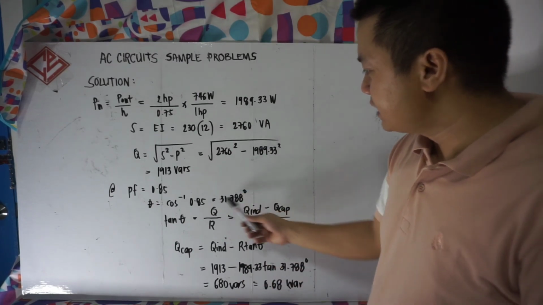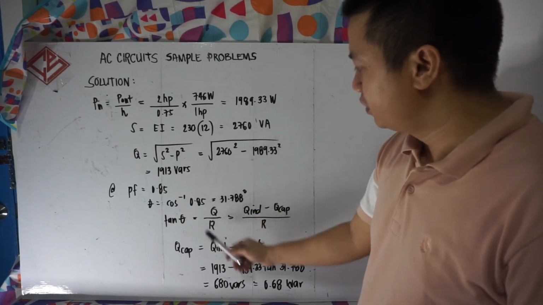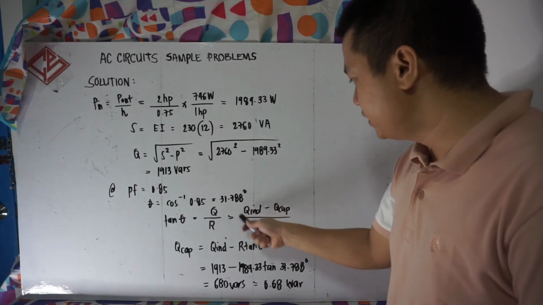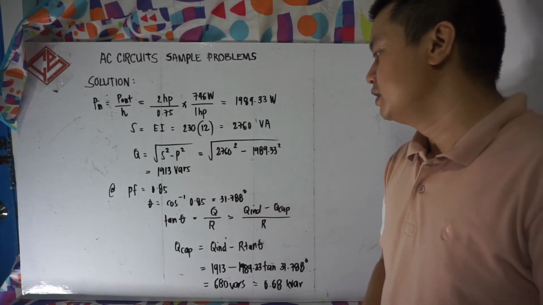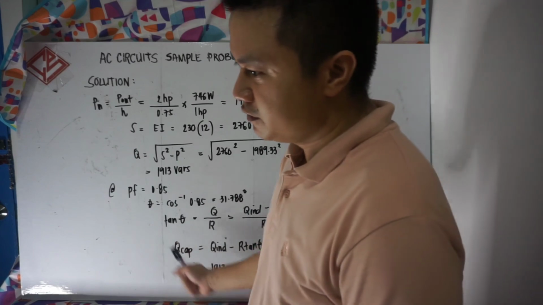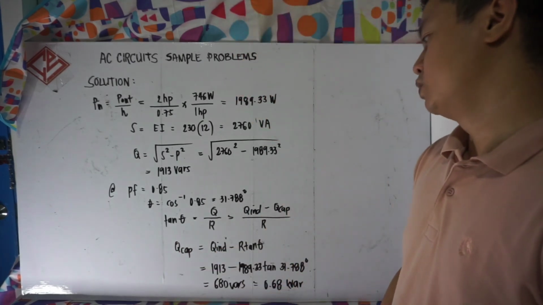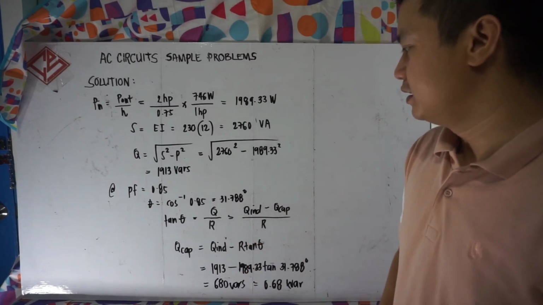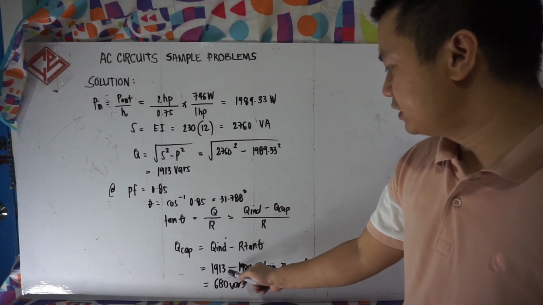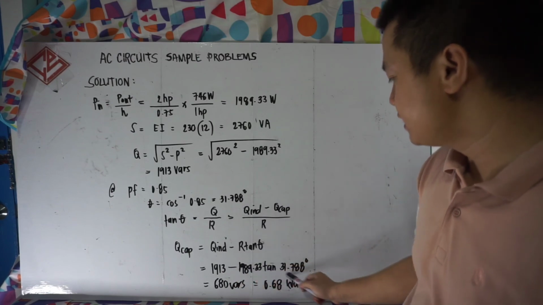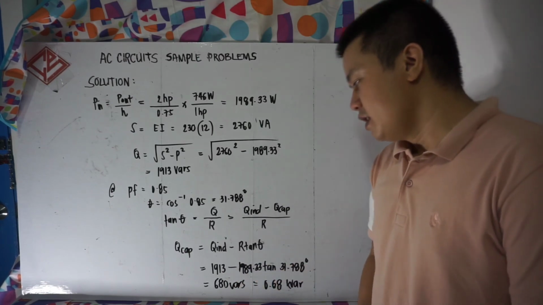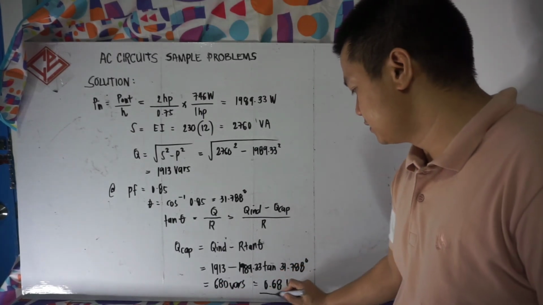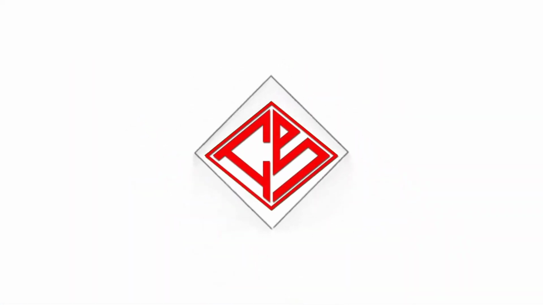So we know that the tangent theta is equal to Q over P. So this Q, the resulting Q, is equal to Q inductive minus Q capacitive. So we're looking for the capacitive Q. So we have Q inductive minus P tan theta. So that will be 1913 minus 1989.33 tangent of 31.788. You will have 680 vars or 0.68 kvar as your final answer.